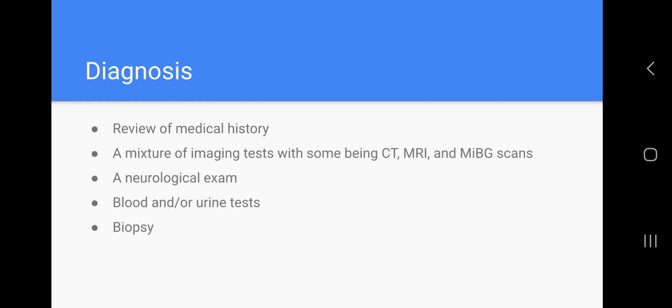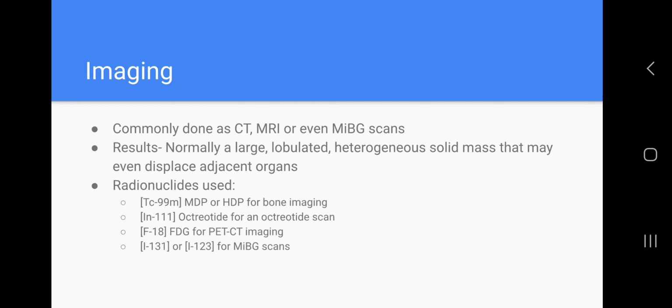They could have a neurological exam, blood and/or urine tests, and they could even have a possible biopsy. This could be from where the neuroblastoma is, or a general area, like the lower lumbar of the spine, and they just take a biopsy from there and see what the cells are like there.